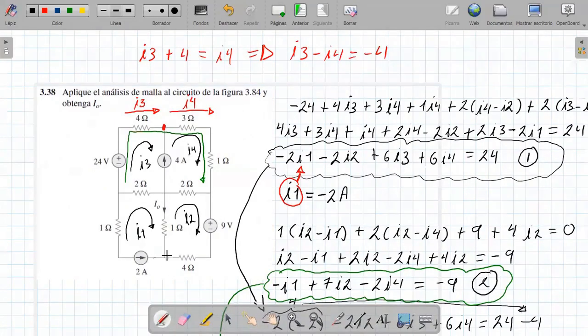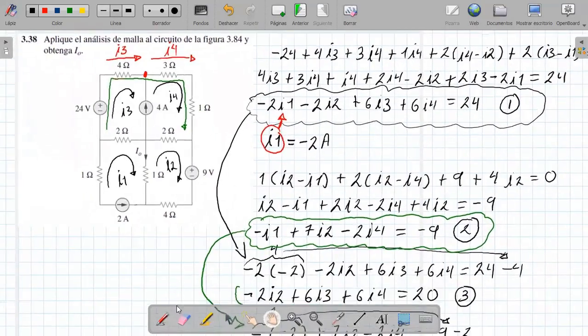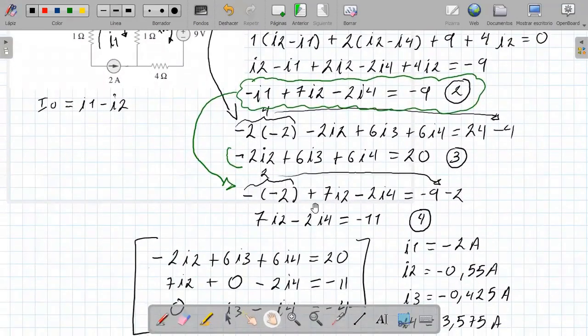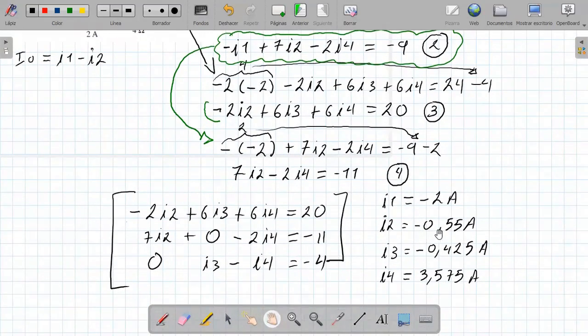Okay. So the exercise asks me to determine the Y sub 0. Let's watch it go down. The current I1 goes in the same direction as the Y sub 0. So I say that Y sub 0 is equal to Y1 minus Y2, because the Y2 goes in the opposite direction. The Y1 we have, which is minus 2 amps, and the N2 I have here, which is minus 0.55.